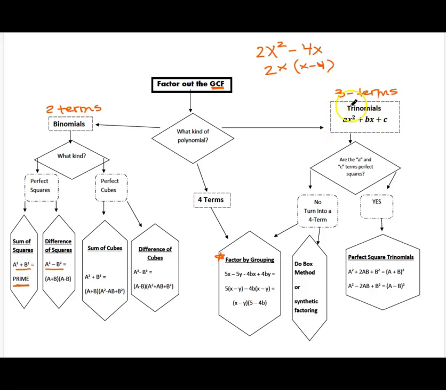And then when you have a trinomial, you want to think about, if A and C are perfect squares. If they are, then you can use this perfect square trinomial formula. Or if they're not, then you're going to turn it into a 4-term polynomial, and you could do the factor by grouping. You can do the box method. I didn't teach you guys the synthetic method, but it's a really cool way to do something. Maybe I'll show you on one of these next ones. So it just helps you to know what kind of factoring you need to do for the different types in case you get stuck.